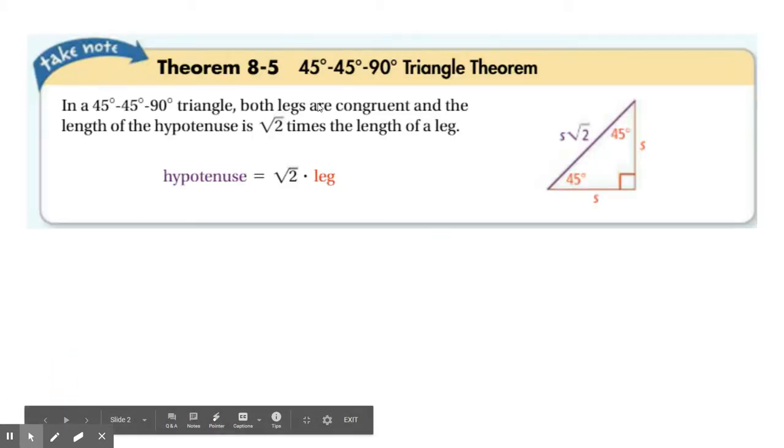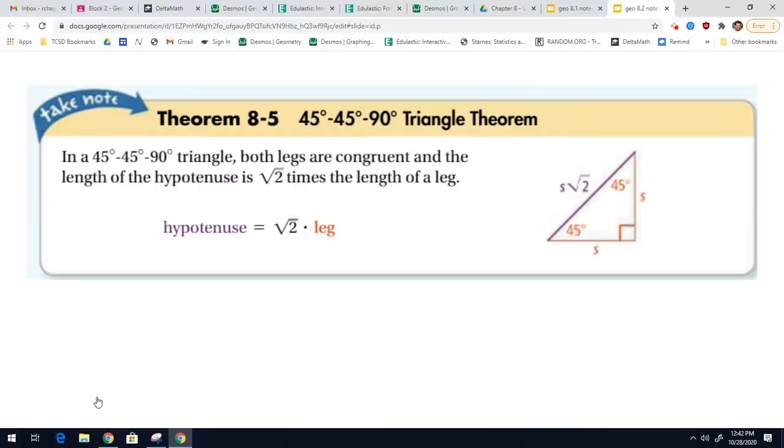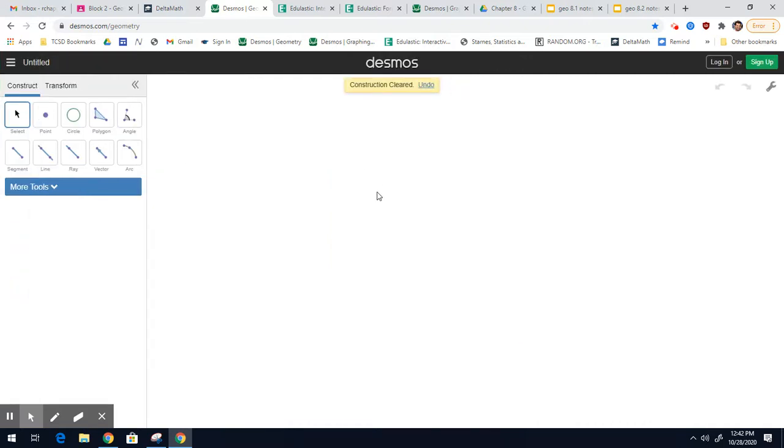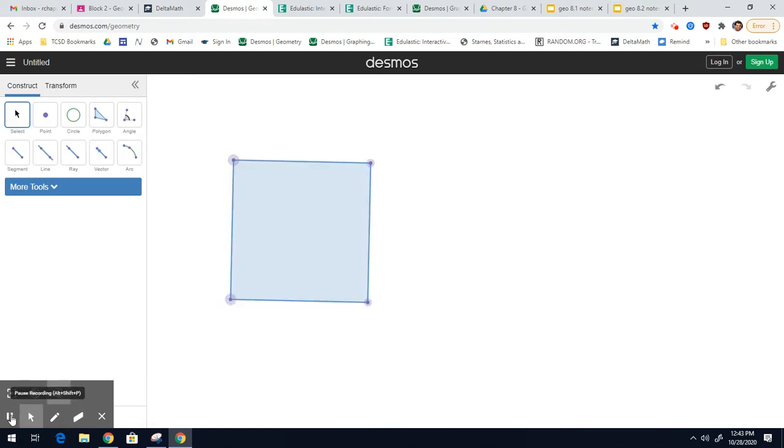The first one here is a 45, 45, 90 triangle. Now, before I explain this, I'm going to go to Desmos geometry, and we're going to do a little Pythagorean theorem activity. All right, so here's Desmos geometry. What I want to do is create what's called a 45, 45, 90 triangle. Now, a 45, 45, 90 triangle can be built from a square. So I'm going to make a square real fast. I'm going to pause the video. All right, so here's that square.